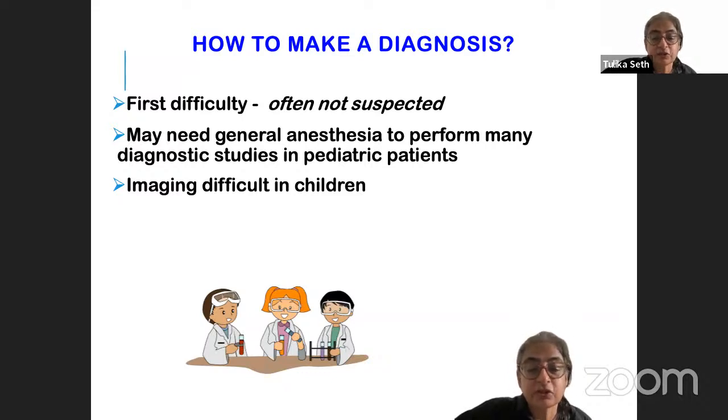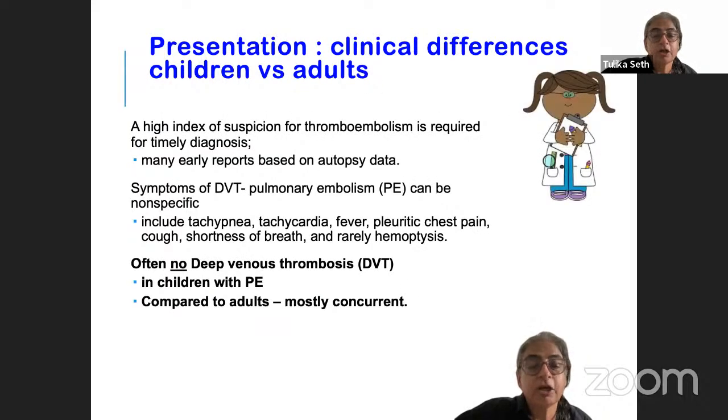Because of the size of the patient, sometimes that again is a problem. So most important is to keep a high index of suspicion. Earlier, a lot of data was based on autopsy data. So obviously that is something we don't want to miss.